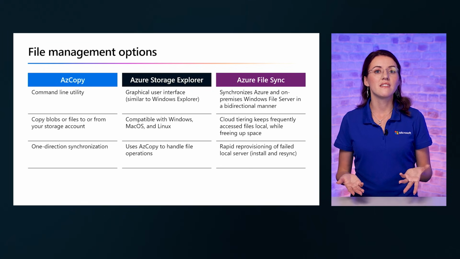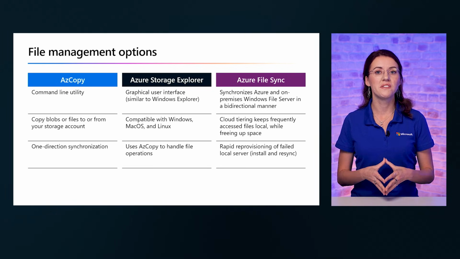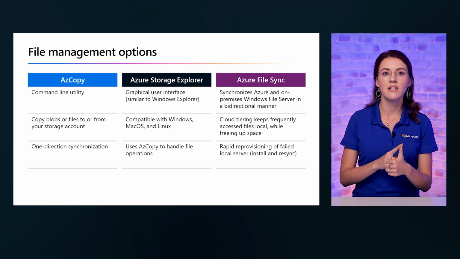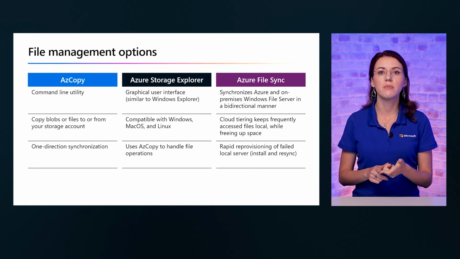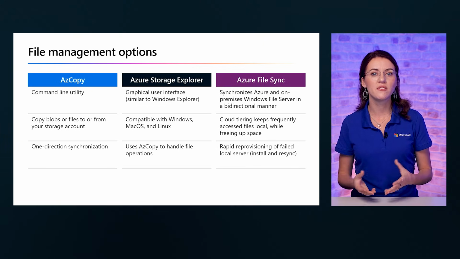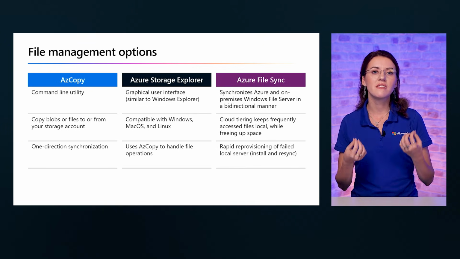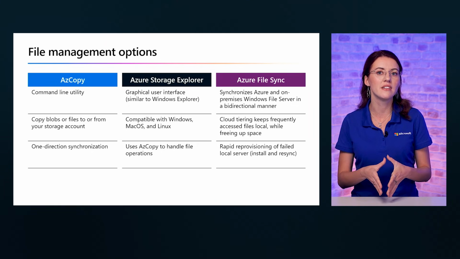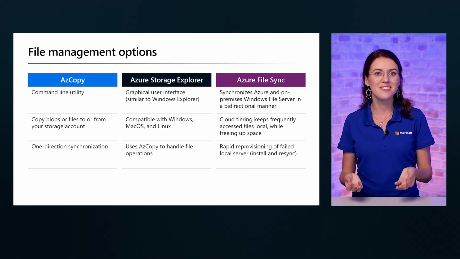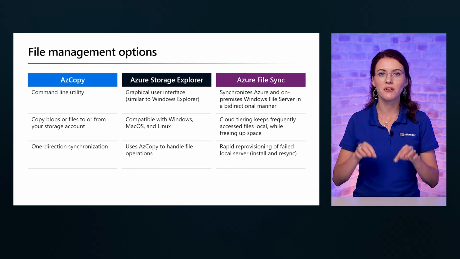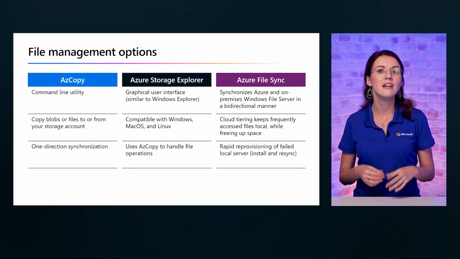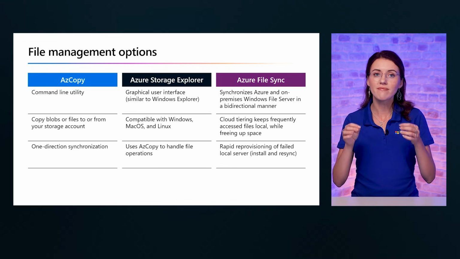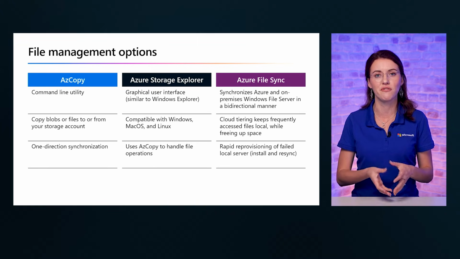This is a tool that centralizes shared folders in Azure Files while maintaining the flexibility, performance, and compatibility of a Windows file server. It's almost like transforming your Windows file server into a miniature content delivery network. Once you install Azure File Sync on your on-premises Windows server, the service will automatically keep your files and sync them with your Azure files.